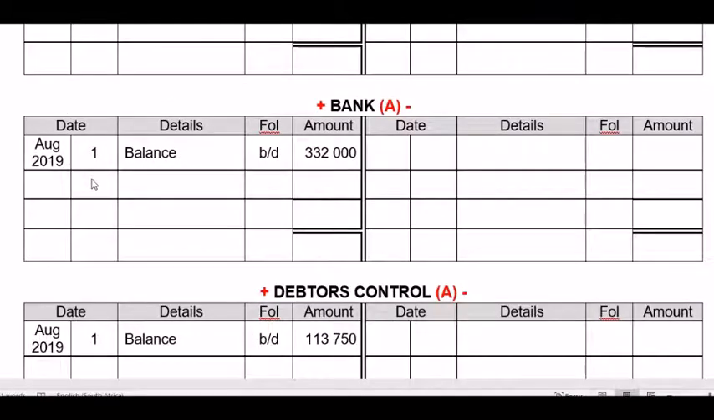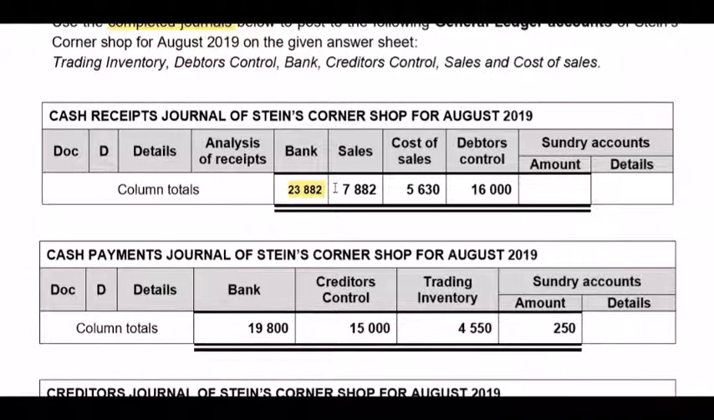So when you go to your bank account in the general ledger, on the plus side, because you received money, you will write the 31st of August because August has 31 days. Total receipts. Remember, that's the details for the bank column in the CRJ. Folio says what journal we are busy with, the CRJ, and the value was 23,882. Then the sales column, this 7,882, goes to the credit side of sales.